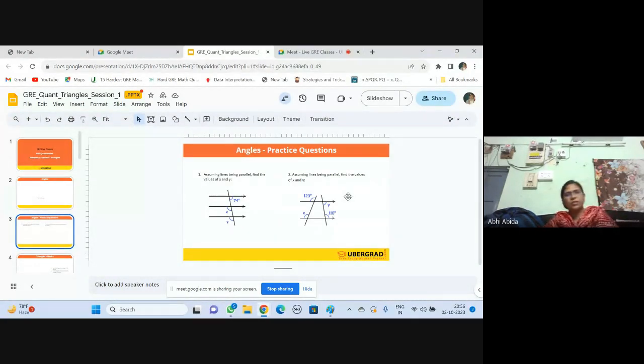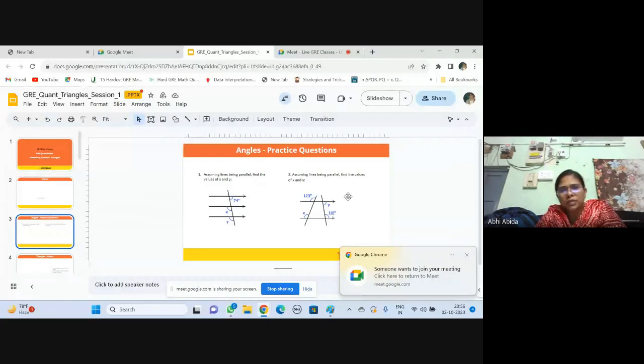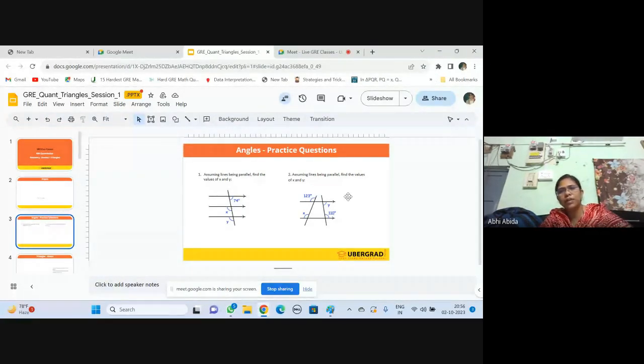So what will be the answer for this? Assuming the lines being parallel, find the values of x and y. So we need to find the value of x and y here. Okay, corresponding angles are equal. So what will be the value of x and what will be the value of y?